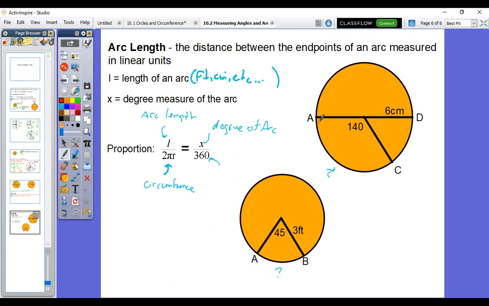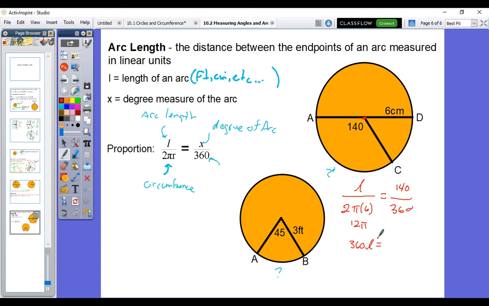We're going to say arc length, we don't know what that is, so that's our question mark, L, over 2 pi and then the radius. The radius is 6 centimeters. So we're going to say 6 equals the degrees of the arc, which in this case is 140, over the degrees of the circle, 360. And then we just cross multiply. So 2 pi 6 is 12 pi. Now leave the pi as pi to the very end. So 360 times L is just 360 L. That equals 140 times 12.